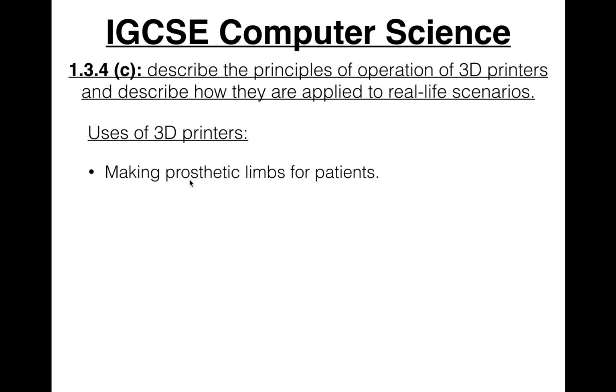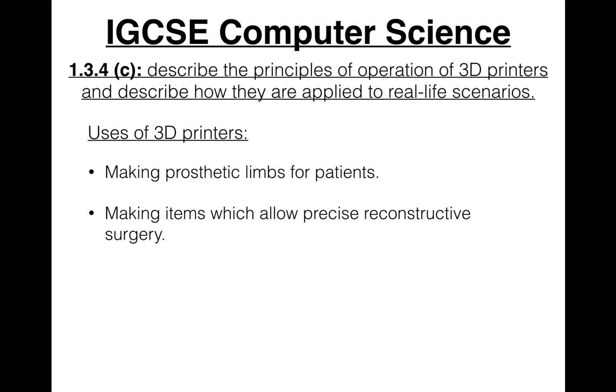Anyway, a use of 3D printing is to make prosthetic limbs for patients. So if a patient, like in a war, loses their arm or one of their joints or whatever, then a 3D printer can print it. Now, you can imagine building up the design in CAD software and then printing it. So you can be pretty accurate with this, or you could use a 3D scanner to scan some of their other limbs.